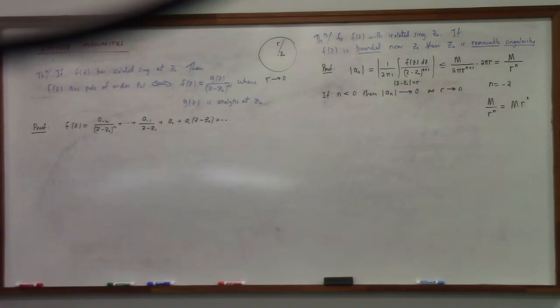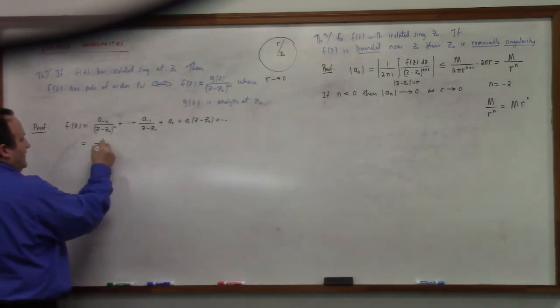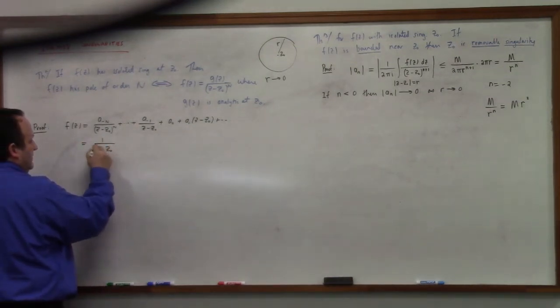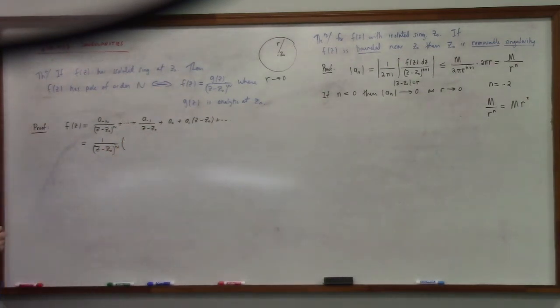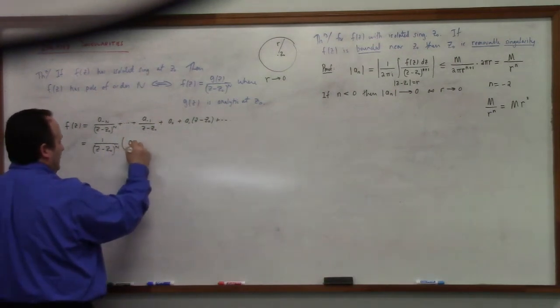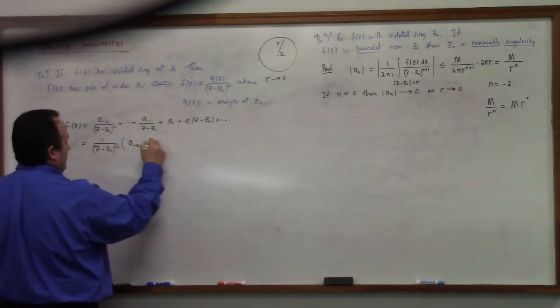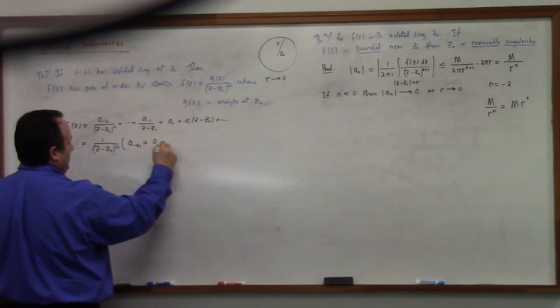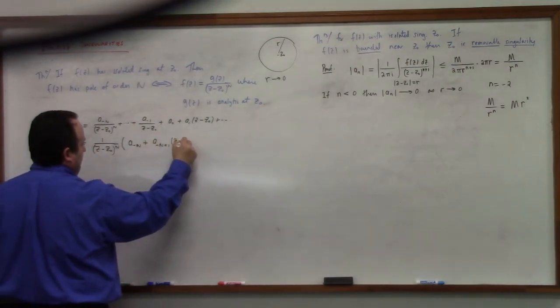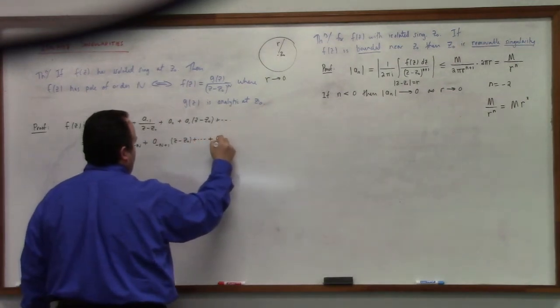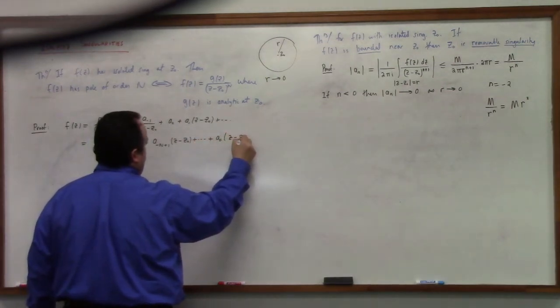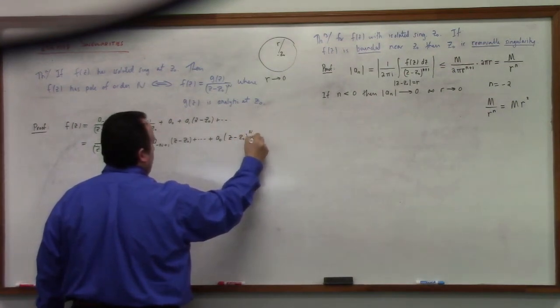So what do you do? You just factor out 1 over (z minus z naught) to the n. And what are you left with? You're left with a sub minus n, plus the next one would be a sub minus n plus 1 times (z minus z naught), and eventually you get to stuff like a naught times (z minus z naught) to the n, and so forth.